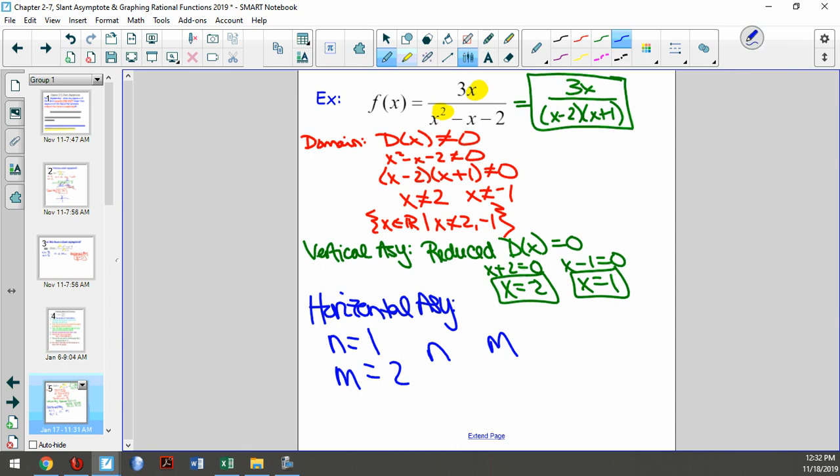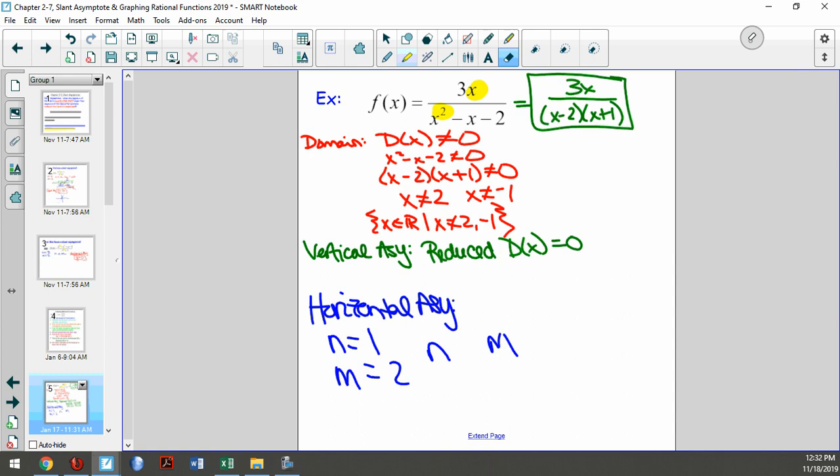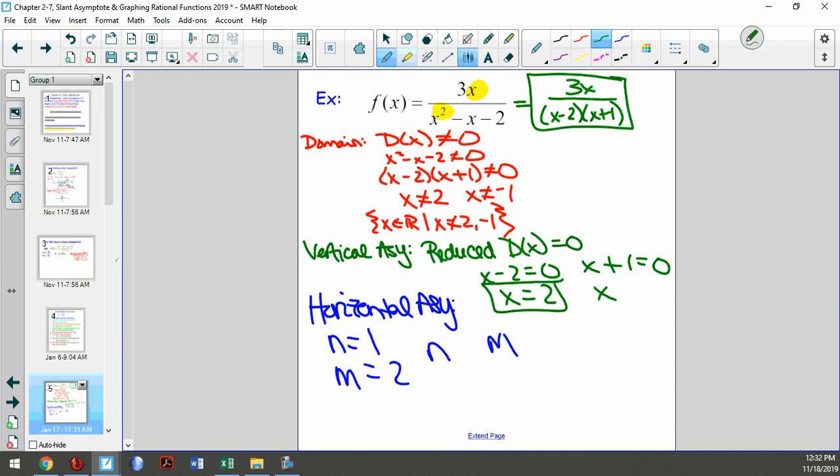Oh, yep, thanks. Good catch. I wrote down the wrong thing. So this is x minus 2 and x plus 1. I simply wrote down the wrong thing. I should have looked up and confirmed, and I did not. Thank you. Okay, does everybody understand that the degree of the numerator is 1 and the degree of the denominator is 2? Thank you so much for checking that. What is the relationship between n and m?